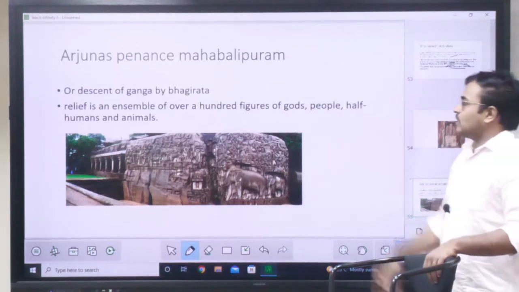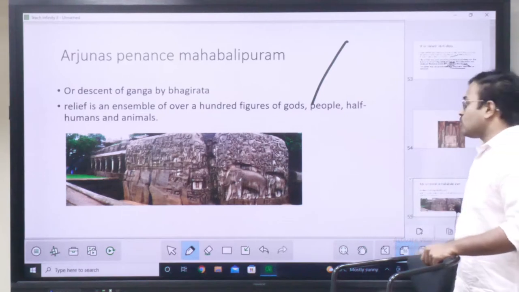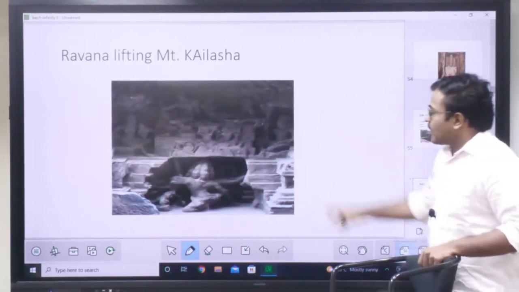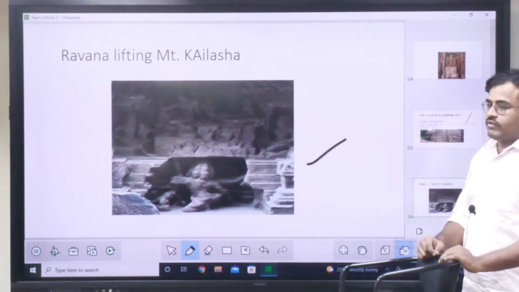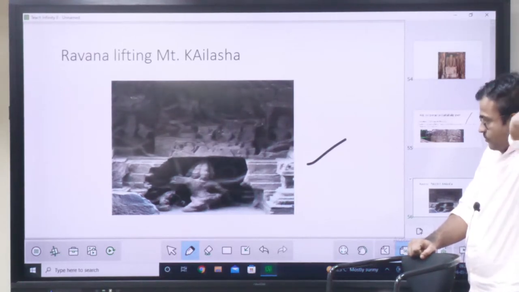Then this is Arjuna's penance at Mahabalipuram. We already talked about it, and we have shown you the image too. Then Ravana lifting Mount Kailasha is this image, which is present at the Ellora Kailasha temple. A very, very popular image.